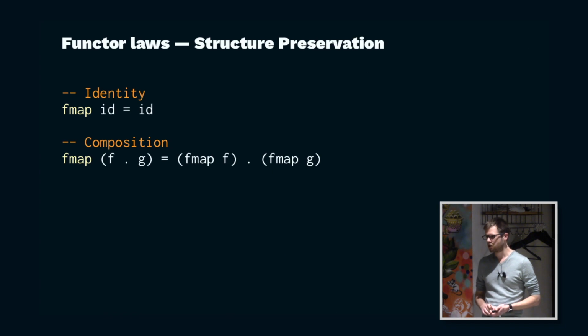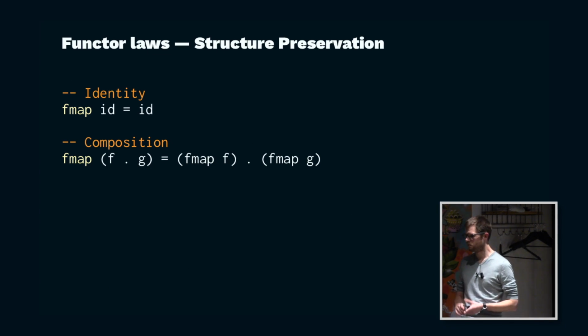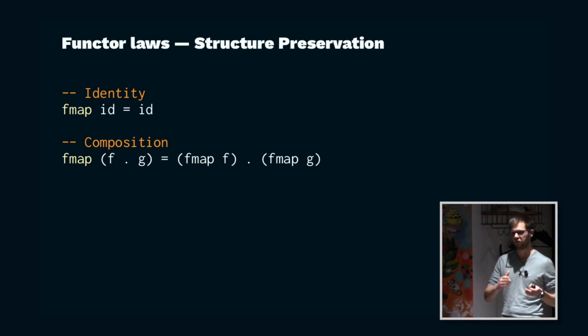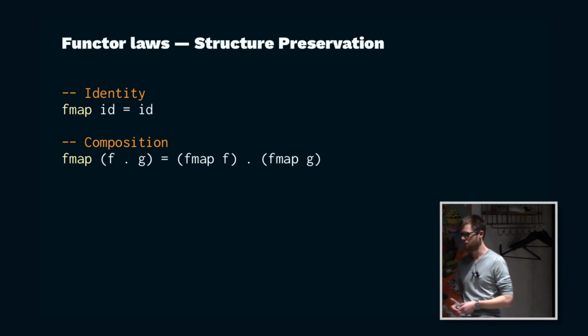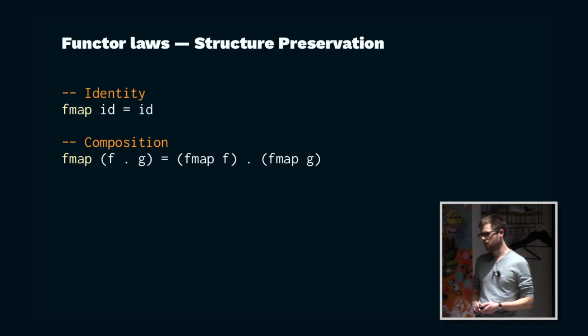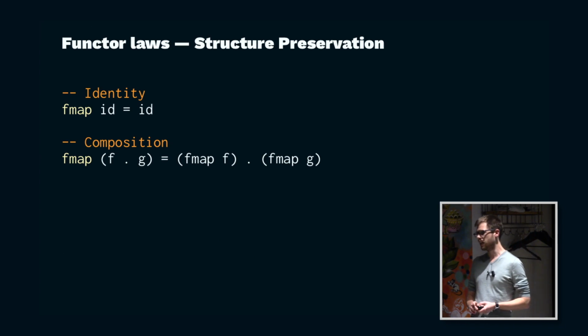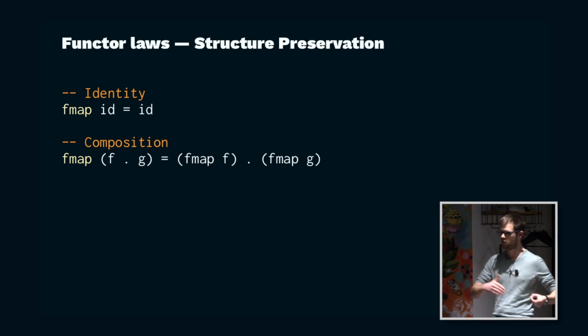They both are about structure preservation. If you have a functor, then map should return that same functor. If you have an array, then after you're done mapping, you will get an equal length array. The element inside the array can change, but the array itself cannot. The same for optional. You can change whatever is inside the optional, but it has to remain an optional. You can't return a result or something else from a map.